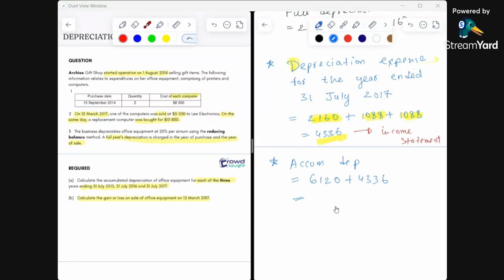So I'm just going to derive it at the top of my head. So 10,456, if I'm not mistaken. I believe that's correct. 6,000 plus 4,000 is 10,000. And then we've got, yep, that should be correct. 10,456. So this is the amount you'll report in the statement of financial position or the balance sheet.